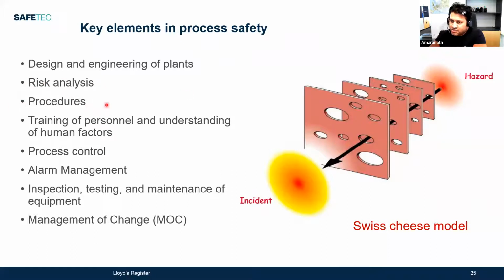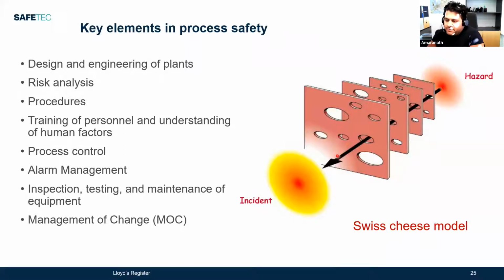Risk analysis and procedures are also important. You need to have training and organizational barriers to control, and process control, alarm management, inspection, testing, and maintenance of equipment are very important. So we use the Swiss cheese model to identify the barriers and the weaknesses of the barriers in general. And so we need to perform audits and testing of the different elements and the barriers to ensure that they will function in case of an accident.